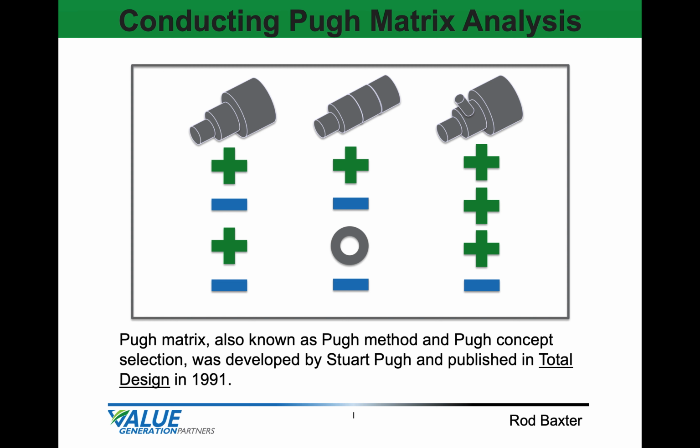It's also known as a Pugh method or Pugh concept selection, and it was developed by Stuart Pugh and published in Total Design in 1991. While Pugh matrix is typically used to select the best alternative among product or process designs, it may also be used to define a hybrid solution, using the best characteristics from several alternative concepts. Pugh matrix may also be used as an alternative to solution selection matrix for choosing the best solution for a problem.